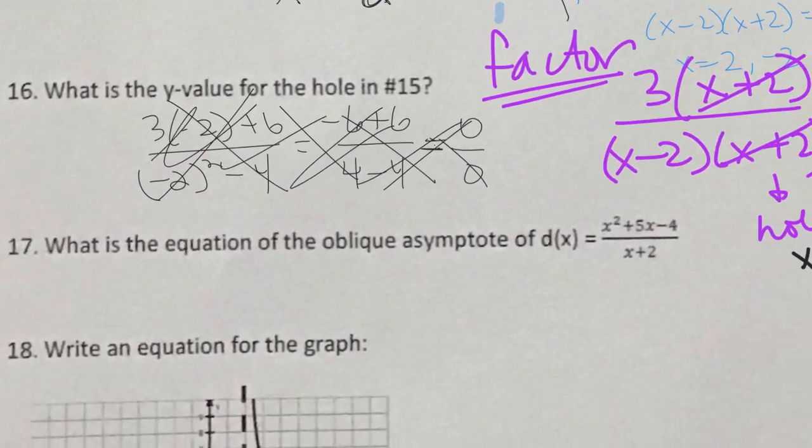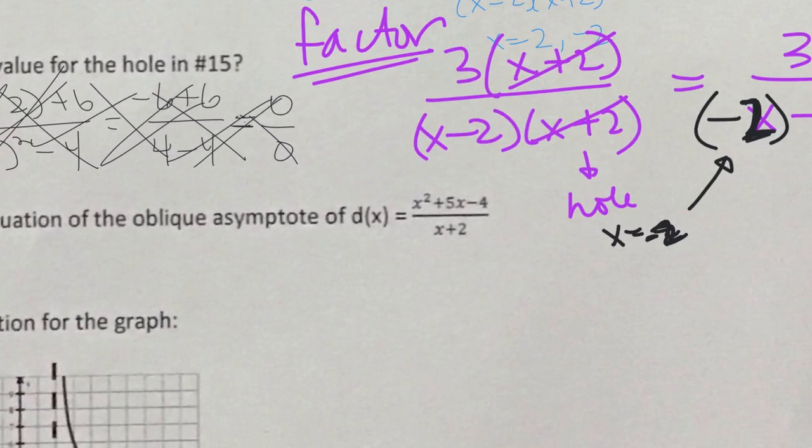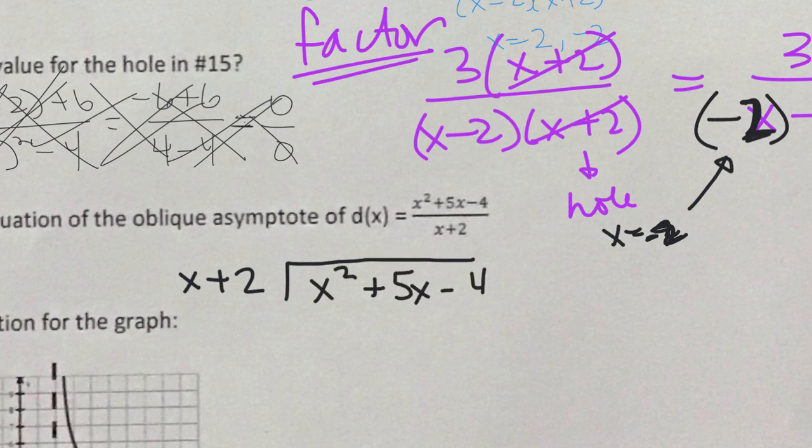Okay, what is the equation of the oblique asymptote? So we're being told to find the oblique asymptote, so we're going to use long division. X plus 2 on the outside, x squared plus 5x minus 4 on the inside. So this is where our brains need to think. What do I need to multiply x on the outside by in order to get x squared on the inside? And that would be just another x. So I write x up there on the top because that's where my answer comes from.